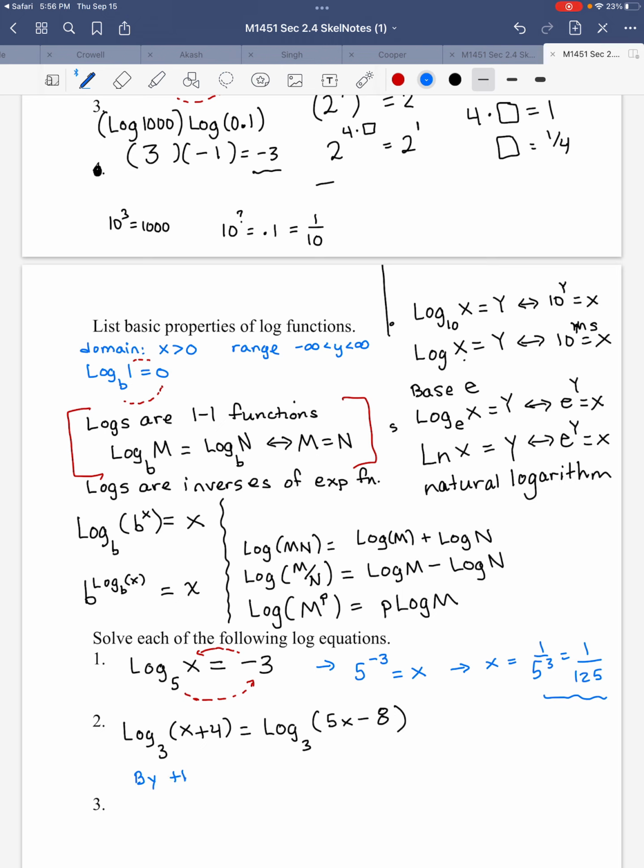So by the one-to-one property, we can get rid of the logarithms and say that x plus 4 has to be equal to 5x minus 8. And now solve for x. Let's subtract this x from here to get 4x. Let's add 8 over here. 8 plus this 4 gives me 12. And so that tells me that x has to be 3.